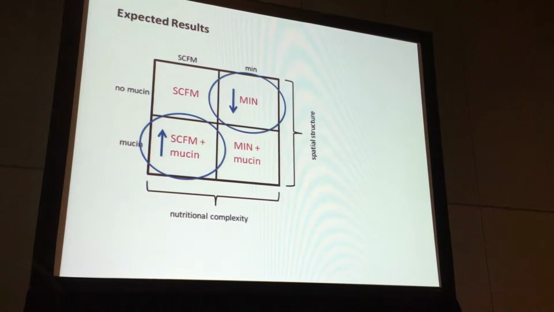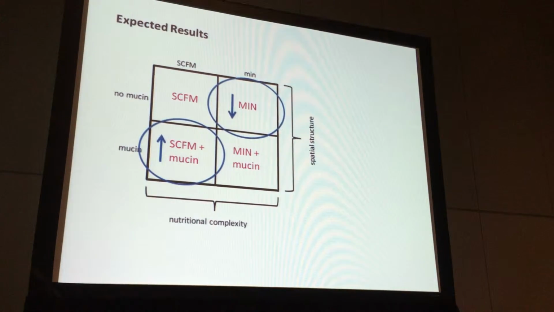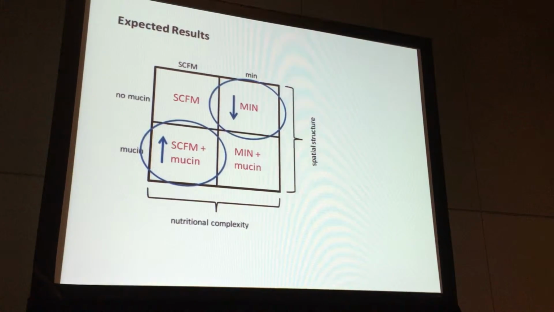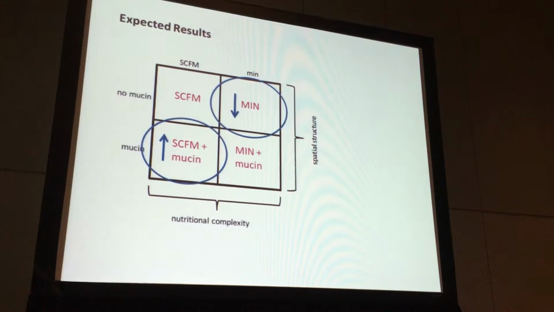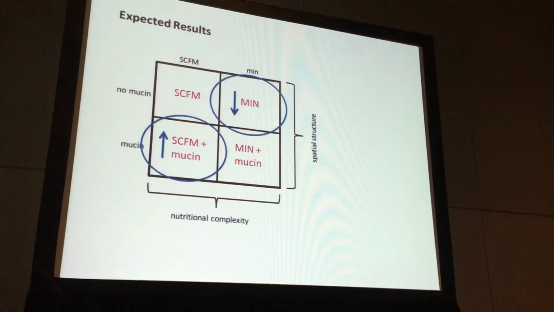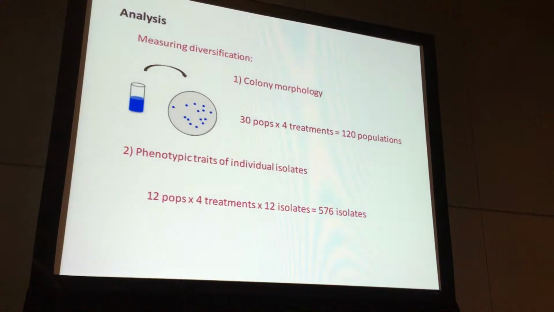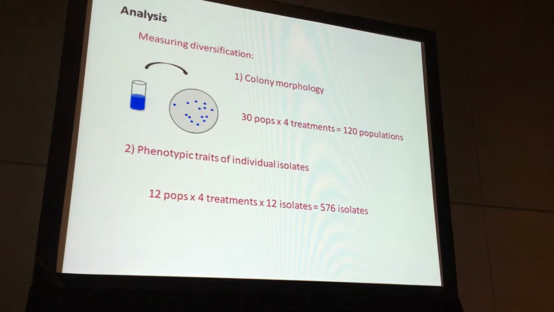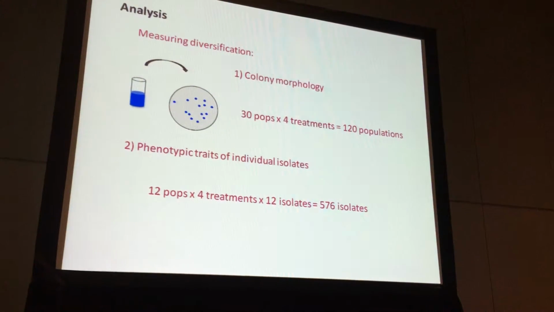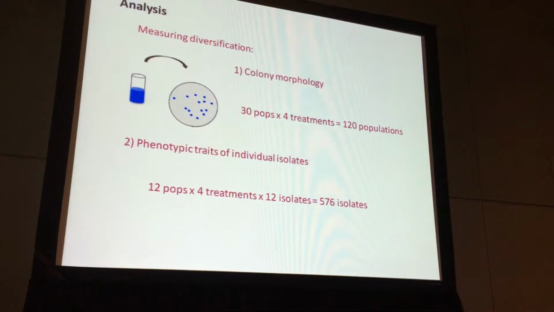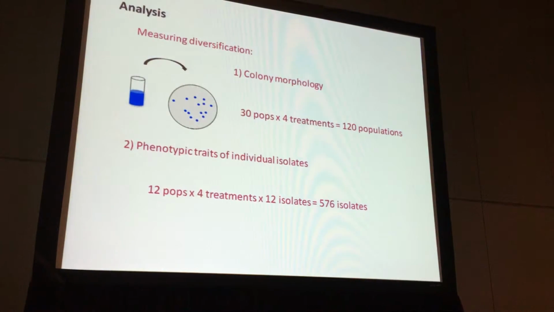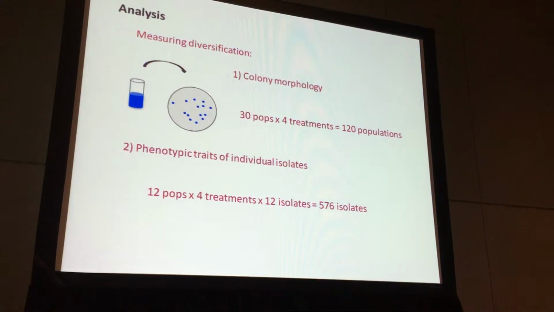I expected to see the most diversity arise in the populations with both the complex nutrition and the spatial structure, the least diversity in the simple minimal media without the spatial structure, and an intermediate amount of diversity in the other two treatments. I measured diversity in two different ways. The first way is I looked at all the populations, and I looked at the colony morphotypes that were present in all those populations after 220 generations of adaptation. The second way to measure diversity is I took individual isolates from 12 populations of every treatment and measured several phenotypic traits of those isolates.